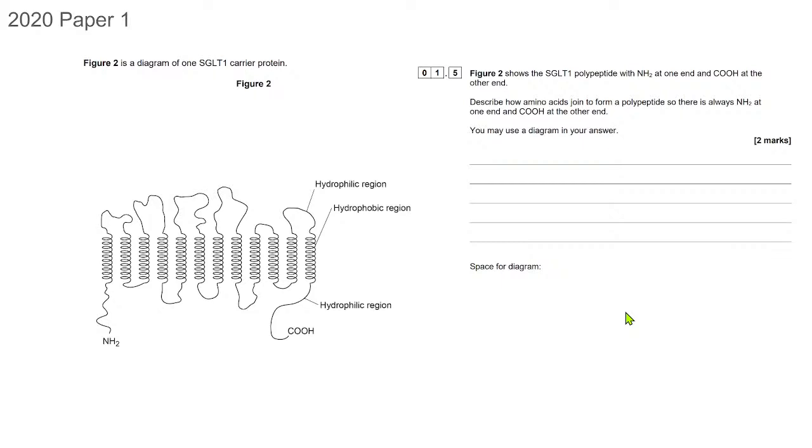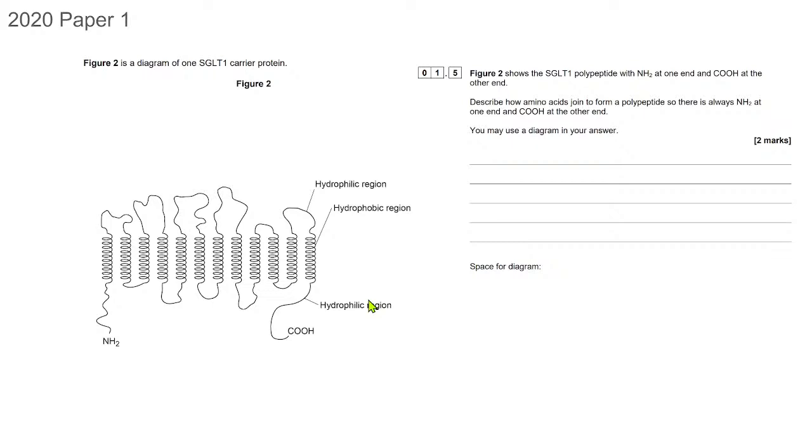So question 1. You've got this figure here. Figure 2 shows a polypeptide. This is found on the cell surface with an NH2 group at one end and a COOH at the other. Describe how amino acids join to form polypeptides, so that there's always an NH2 at one end and a COOH at the other.